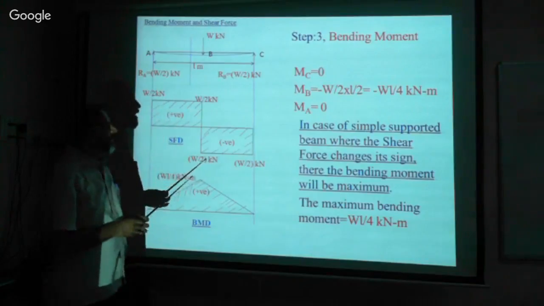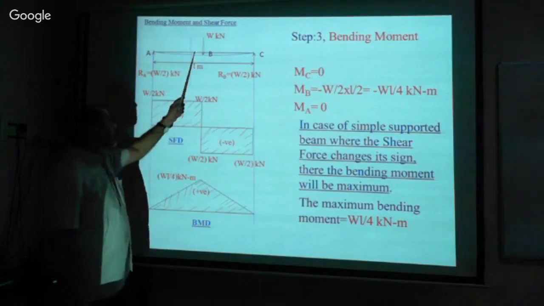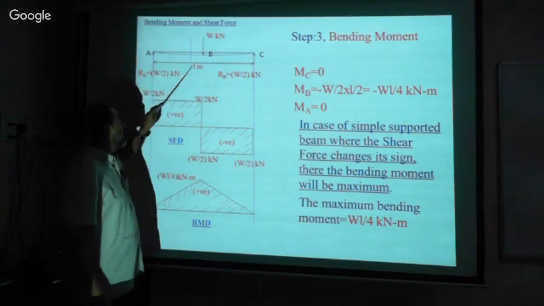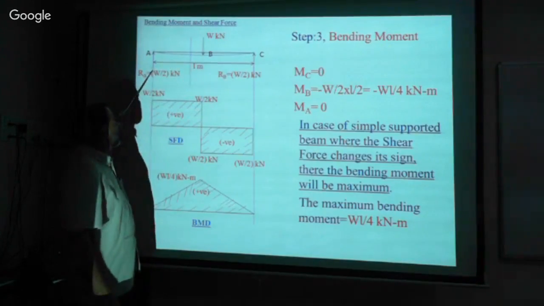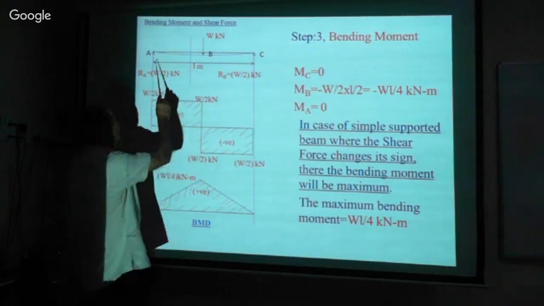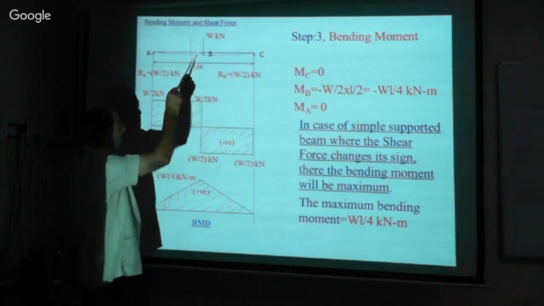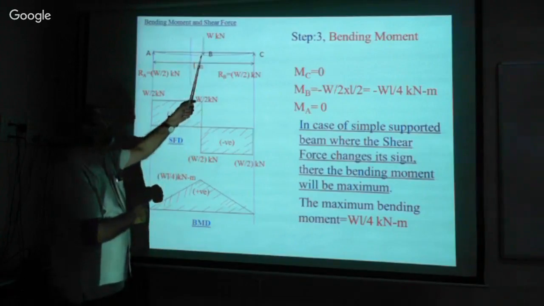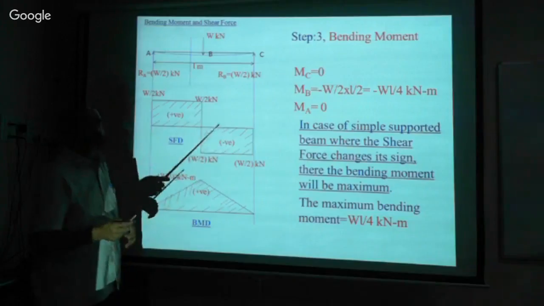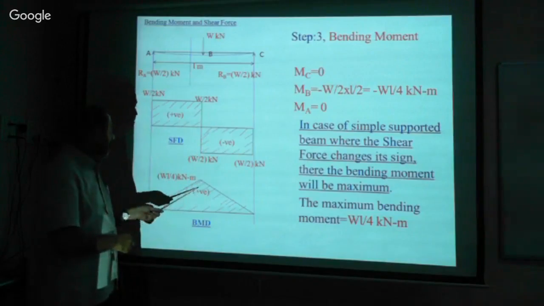And according to our sign convention, this type of beam deflects in this shape, in this form. When the beam deflects in this form, that is sagging bending moment. The sagging bending moment we have considered as the positive bending moment. Therefore, it is positive bending moment.